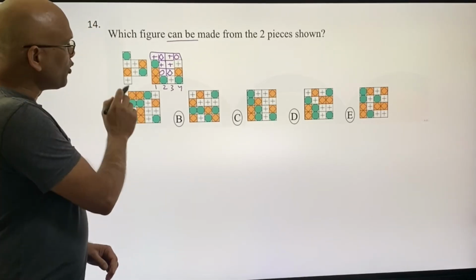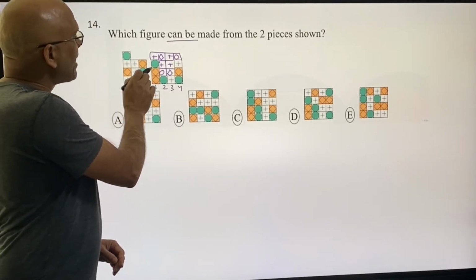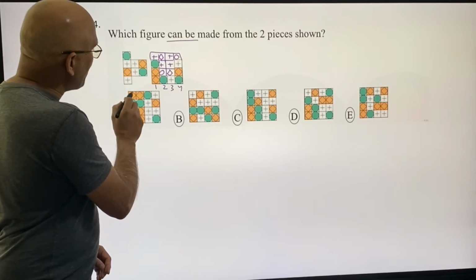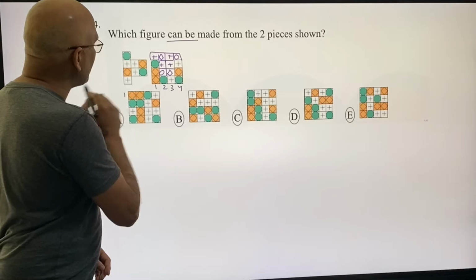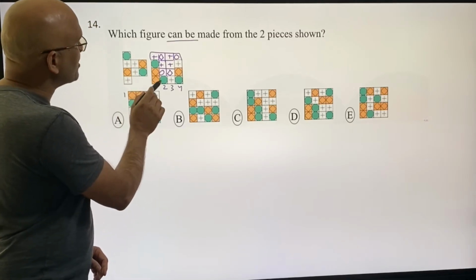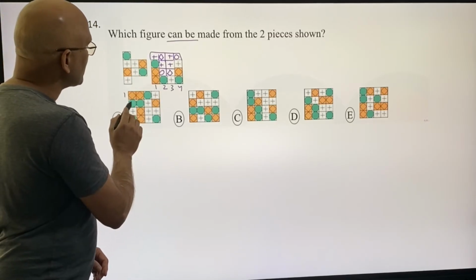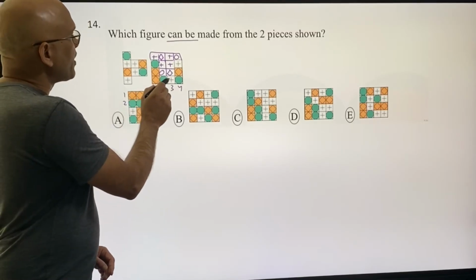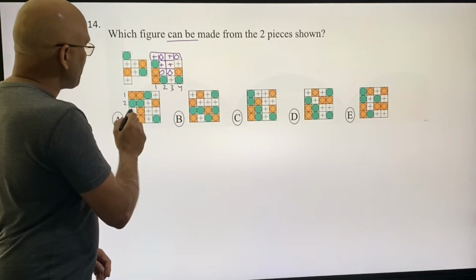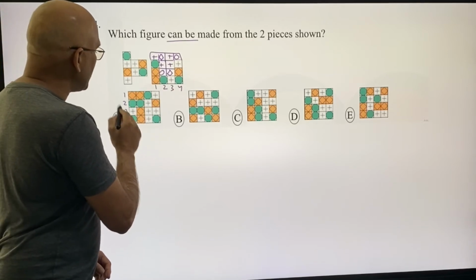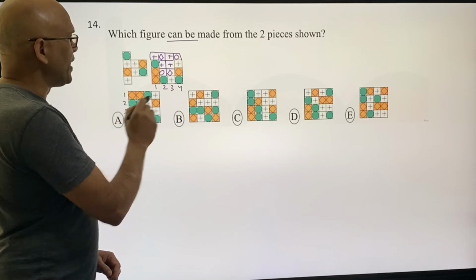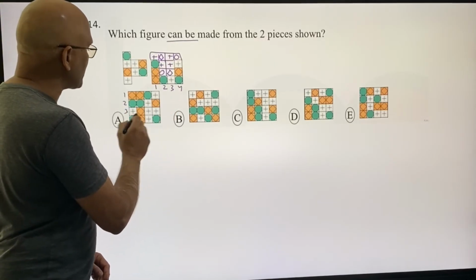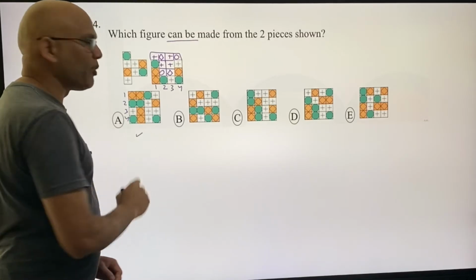Okay, so I need to find a column that is a diamond, diamond, circle, and plus. So let me see if this one will match. Diamond, diamond, circle, and plus. So this can be column 1. And next to that has to be a circle, circle, plus, and diamond. So this can be column 2. Then plus, diamond, plus, plus. So this can be my column 3. And then circle, diamond, plus, circle. All right. So this seems like a possibility.